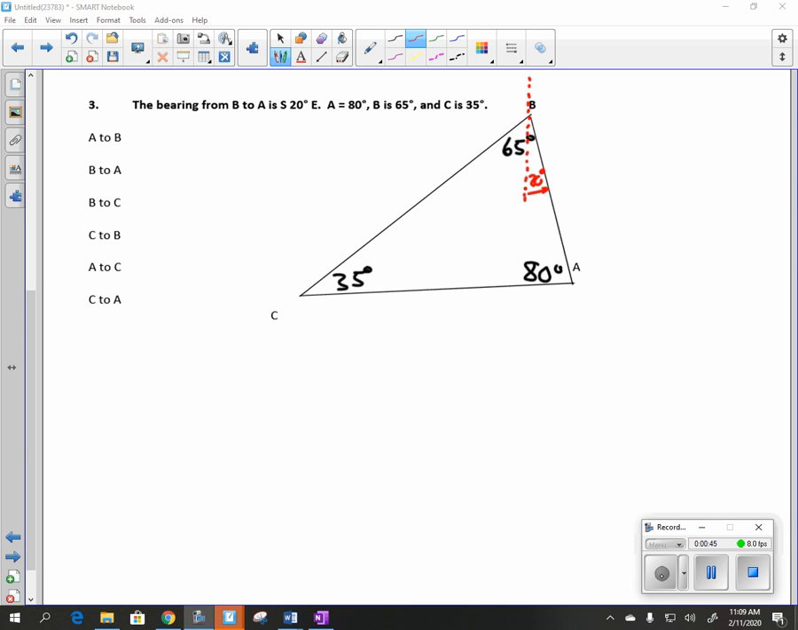And here's where the problem solving comes in, folks. This entire angle is 65. If this portion is 20, what is the other portion? 45. Now I can go ahead and construct the rest of my grid.